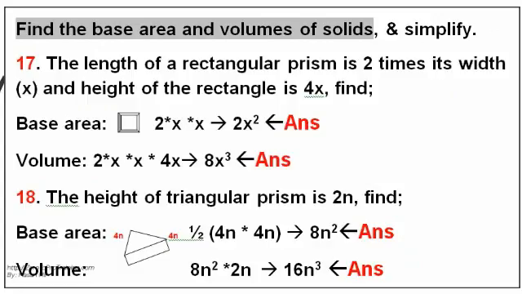Next slide. Exercises. Find base area and volume. 17. Rectangular prism 2 times its width x is 2x square, 8x cube. 18. Triangular prism base area is 8n square and volume is 16n cube.